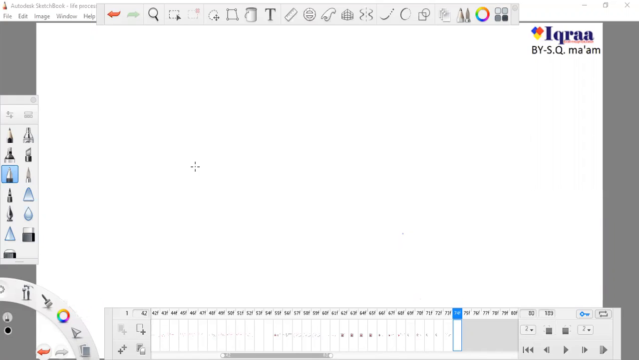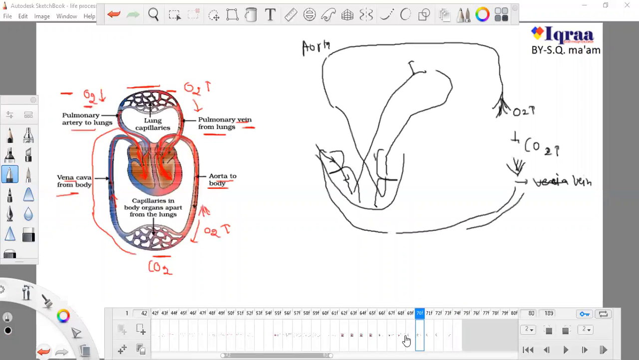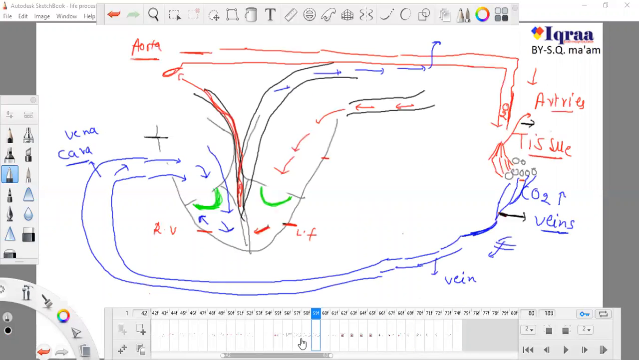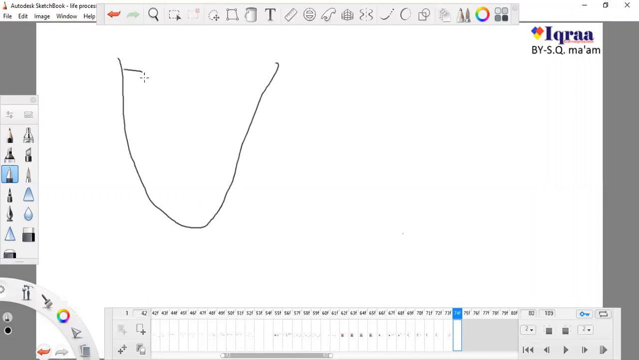Our heart works continuously and it never gets tired. There is a need of valves. We know that we are having four valves, so there is a need of valves. Why is there a need of these four valves? This is the first valve, this is the second valve, this is the third valve, and this is the fourth valve. So there are chambers. I'm writing, these are the valves. There is a need of valves.